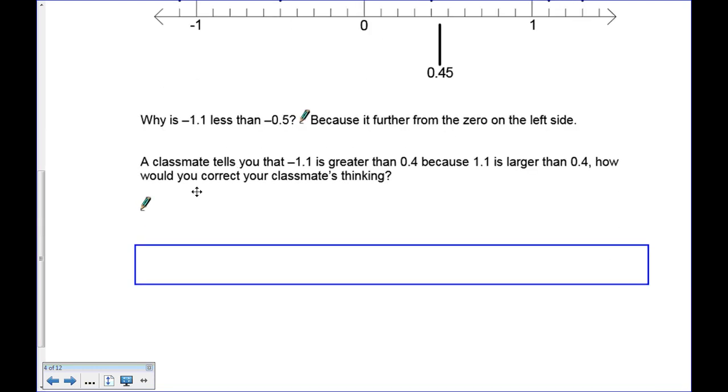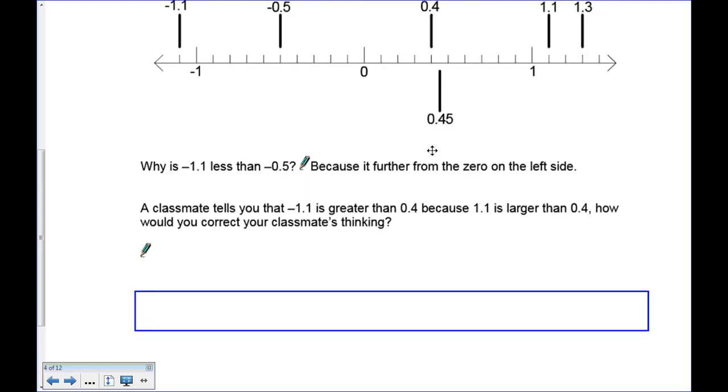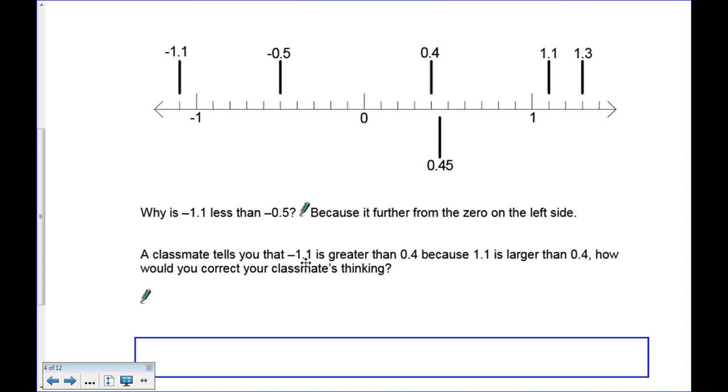A classmate tells you that negative 1.1 is greater than 0.4 because 1.1 is larger than 0.4. So how would you correct your classmate's thinking? Well, to do this, you have to go right back up to what we just said here. Negative 1.1 is on the left-hand side of the 0. That means it's going to be less. Anything on the left is always less than on the right.